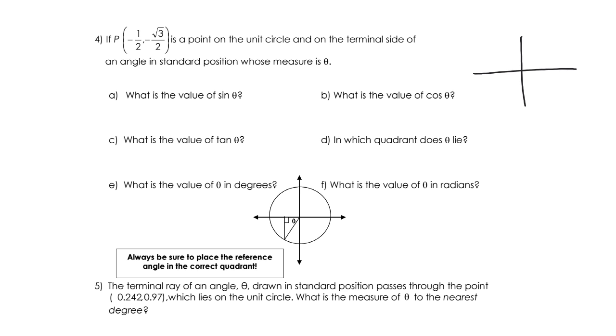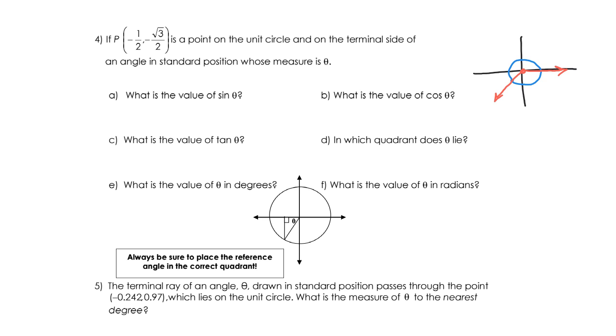All right, we have a point, -1/2. So if I go over a little bit, okay, and negative square root of 3 over 2 down a little bit, they're talking about this point right here. And that point is on the unit circle where we have an angle who's in standard position. The terminal side of that angle passes through that point on the unit circle, okay? And they want to know what is the value of sine theta, okay?